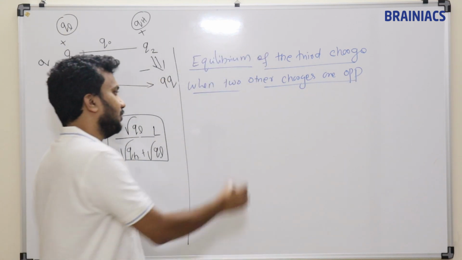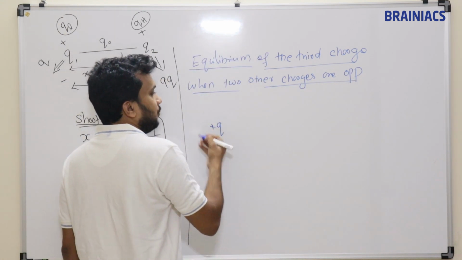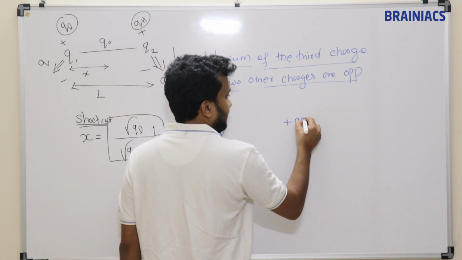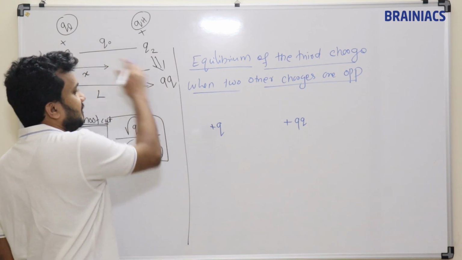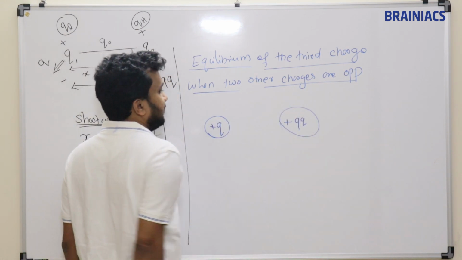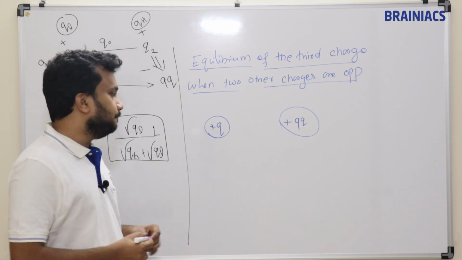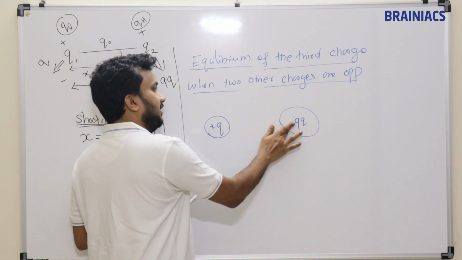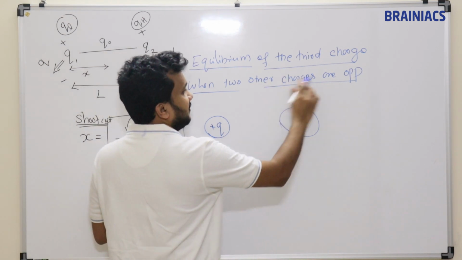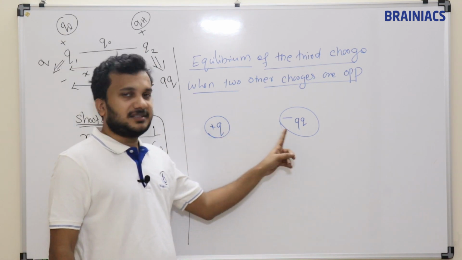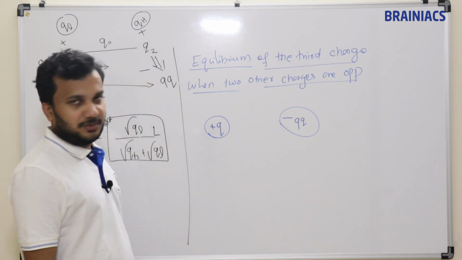this means, as I told before, it is plus q and plus 9q. Two example values I have taken. As I told, this is q1 and this is q2. So we have two charges, plus q and plus 9q. Now we'll apply not plus, this is minus, right? The two other charges are opposite. Opposite means one is plus and one is minus. So this is plus and this is minus. Now we'll see what will happen.